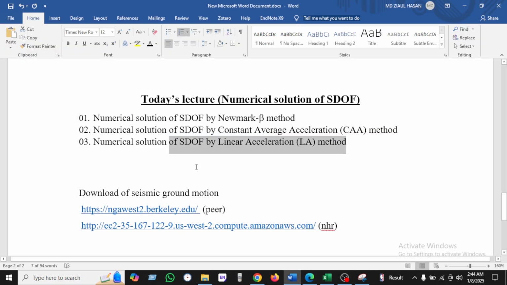That was my lecture on the numerical solution of single degree of freedom. At first I clarified the numerical solution of single degree of freedom by the Newmark-Beta method. The Newmark-Beta method uses the constant average acceleration method and the linear acceleration method. We have seen the linear acceleration method gets more value than the constant average acceleration method.